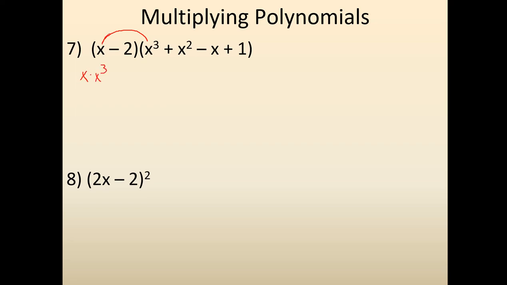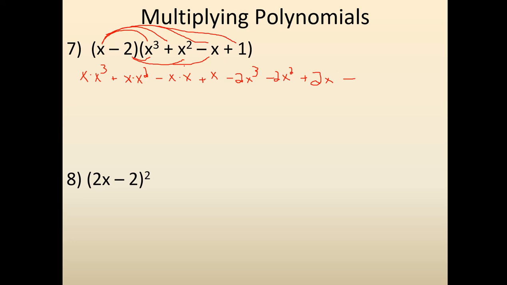x times x cubed plus x times x squared minus x times x plus x, and then minus 2x cubed minus 2x squared plus 2x, because we have minus x and minus 2, and then minus 2 as my constant.